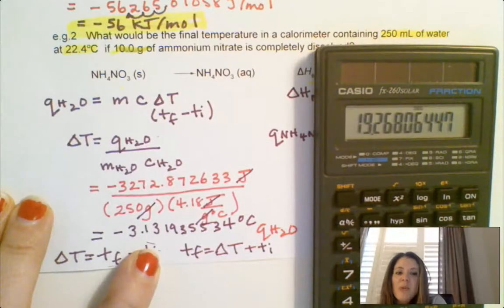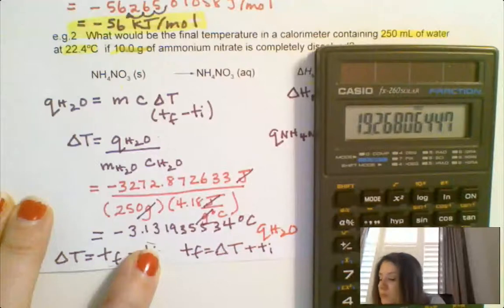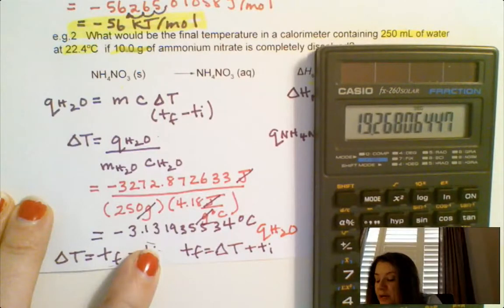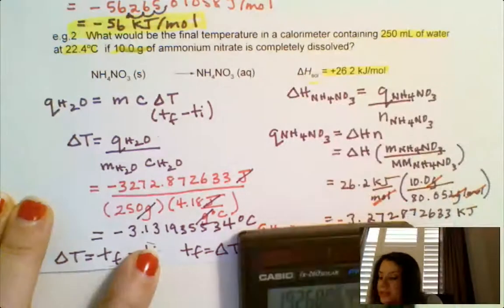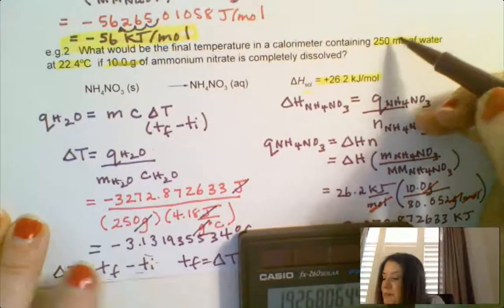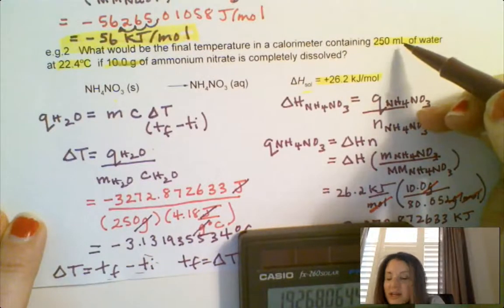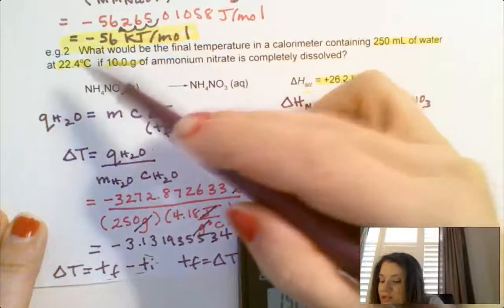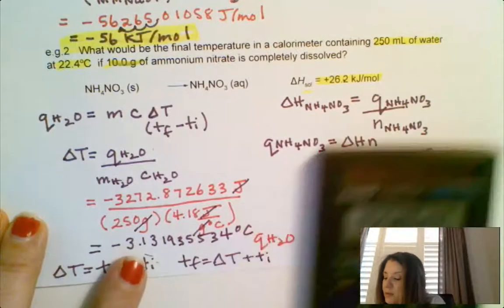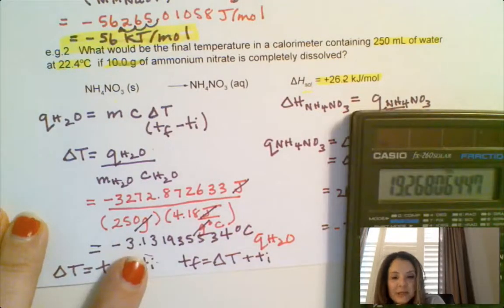What am I going to report my answer to? Well, you can only report your answer based on what's been given. Because this measurement of water is only 2 sig fig, everything else in the question is 3 sig fig, you can only be accurate to 19 degrees.